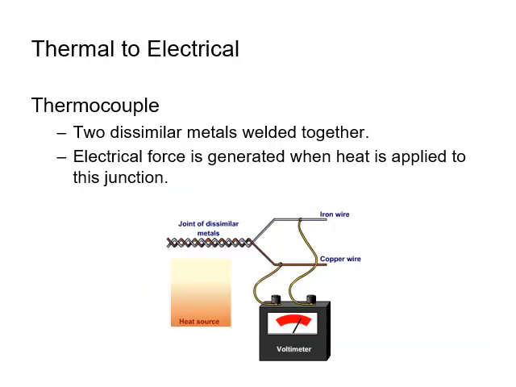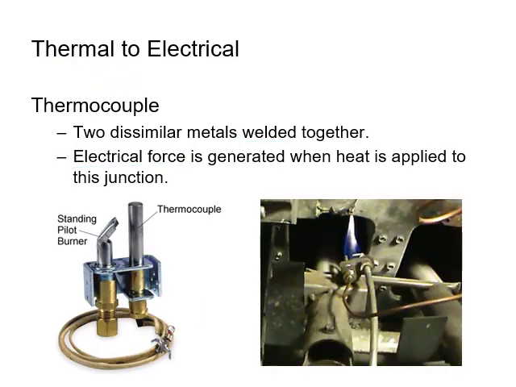So the first example is a thermocouple. A thermocouple is thermal energy transformed into electrical. So we use two different metals together, for example iron and copper. They're mingled together, they're welded together, and then by applying heat to that connection, electrical force is generated. It's not a significant electrical force to make a battery, but we use it to sense temperature. So here is an example of a thermocouple used inside a boiler.